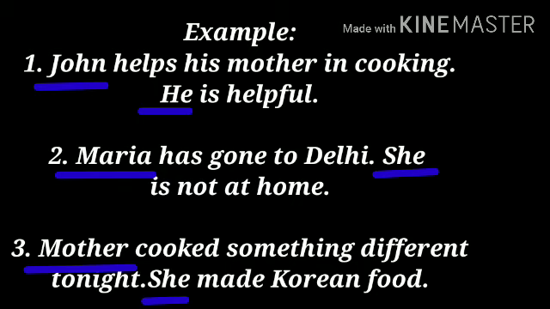Number 1. John helps his mother in cooking. He is helpful. Number 2. Maria has gone to Delhi. She is not at home. Number 3. Mother cooked something different tonight. She made Korean food.